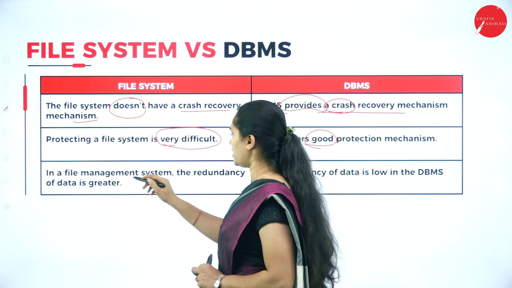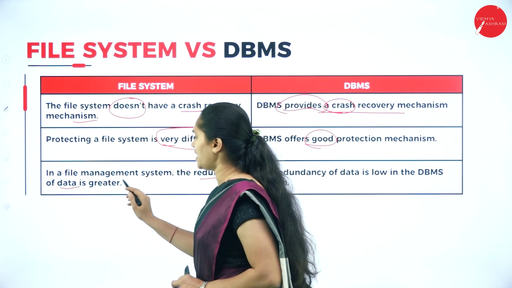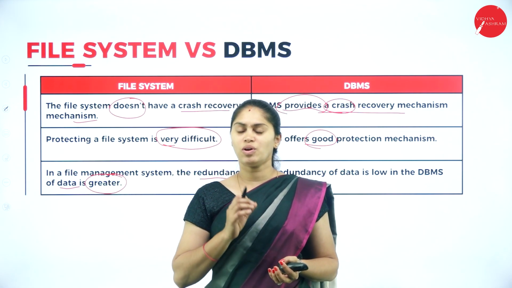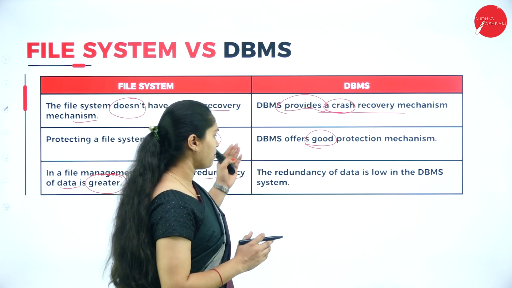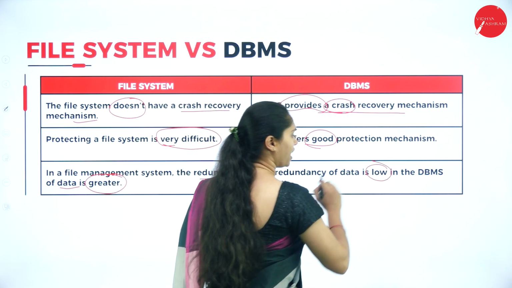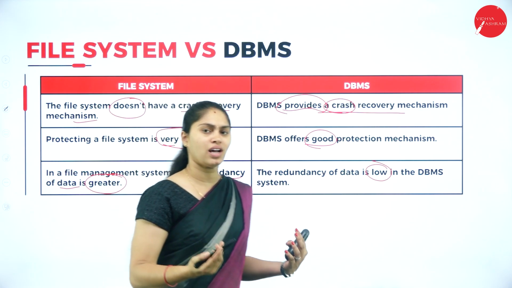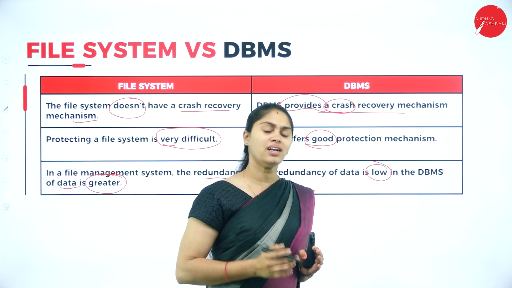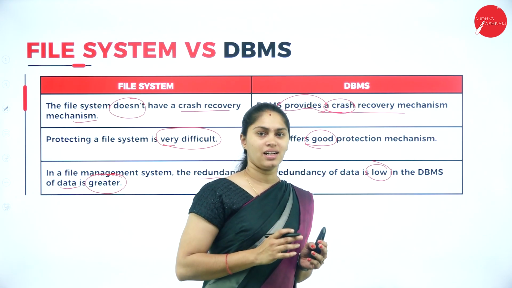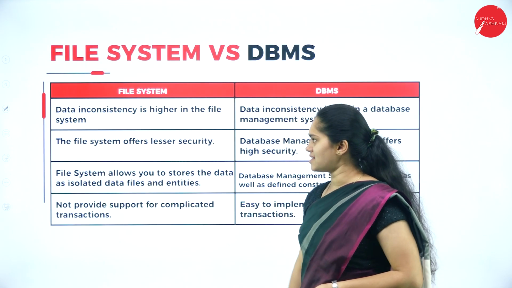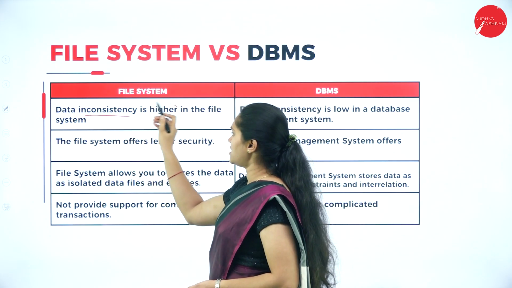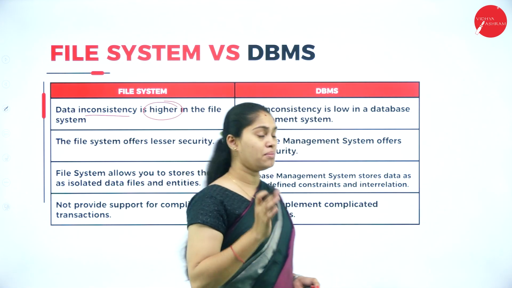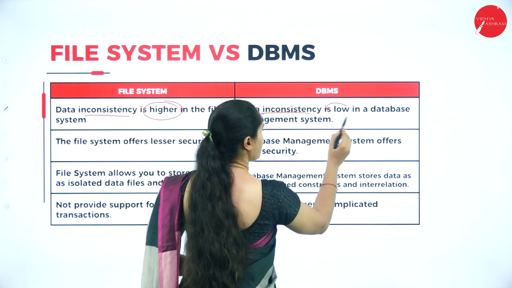In the file management system, the redundancy of data is greater, so it won't be able to identify duplicate data. Redundancy is what? Duplicate data. But in the DBMS, redundancy of data is very low. It won't allow the same data in the same table of the same database, so that we can reduce duplication in the DBMS but not in the file system. Next, data inconsistency is higher. Consistency of data is very low in the file system, but inconsistency is low in the DBMS.